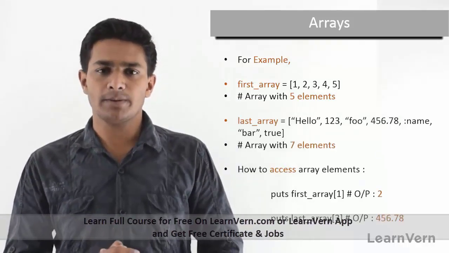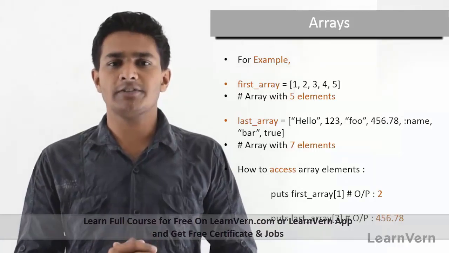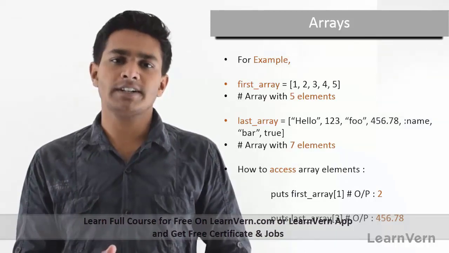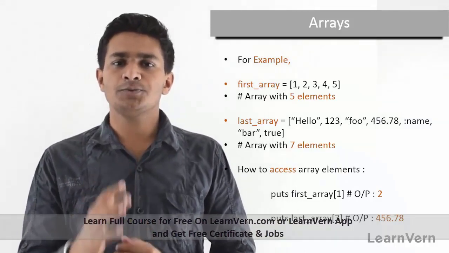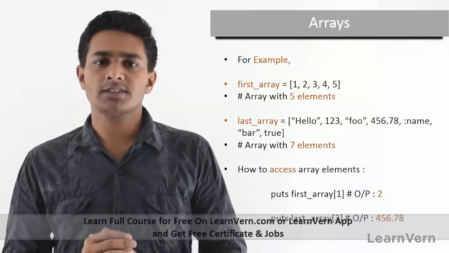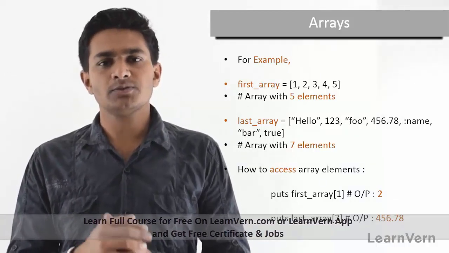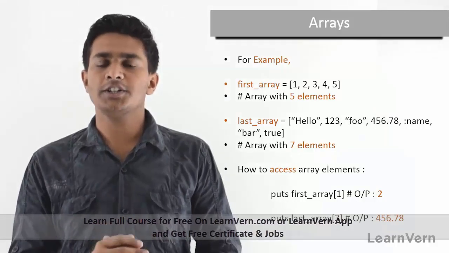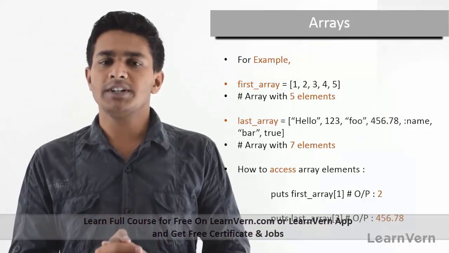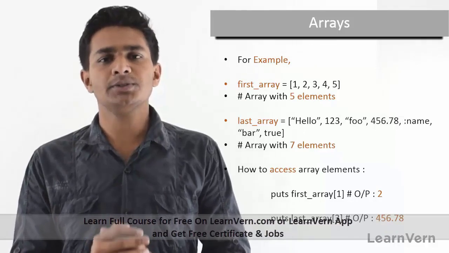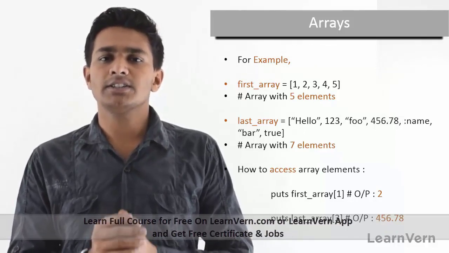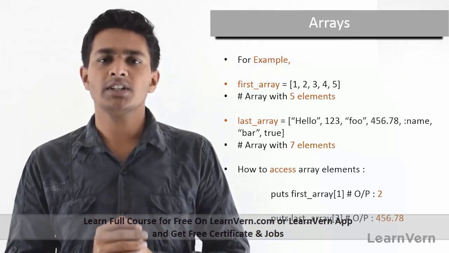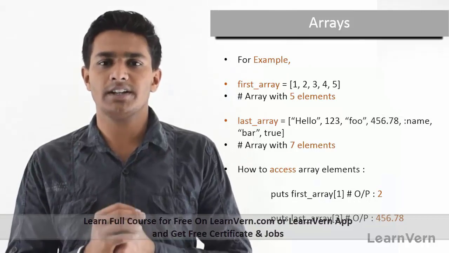Same for the second example. The name of the second variable is last array with 7 elements, and from those 7 elements I want to use the fourth one, that is 456.78. That is the fourth number, but its actual index is 3. What I need to do is put the variable name, last array, and into the square brackets I will add the element index, that is 3. So it will show me the fourth element from that array.